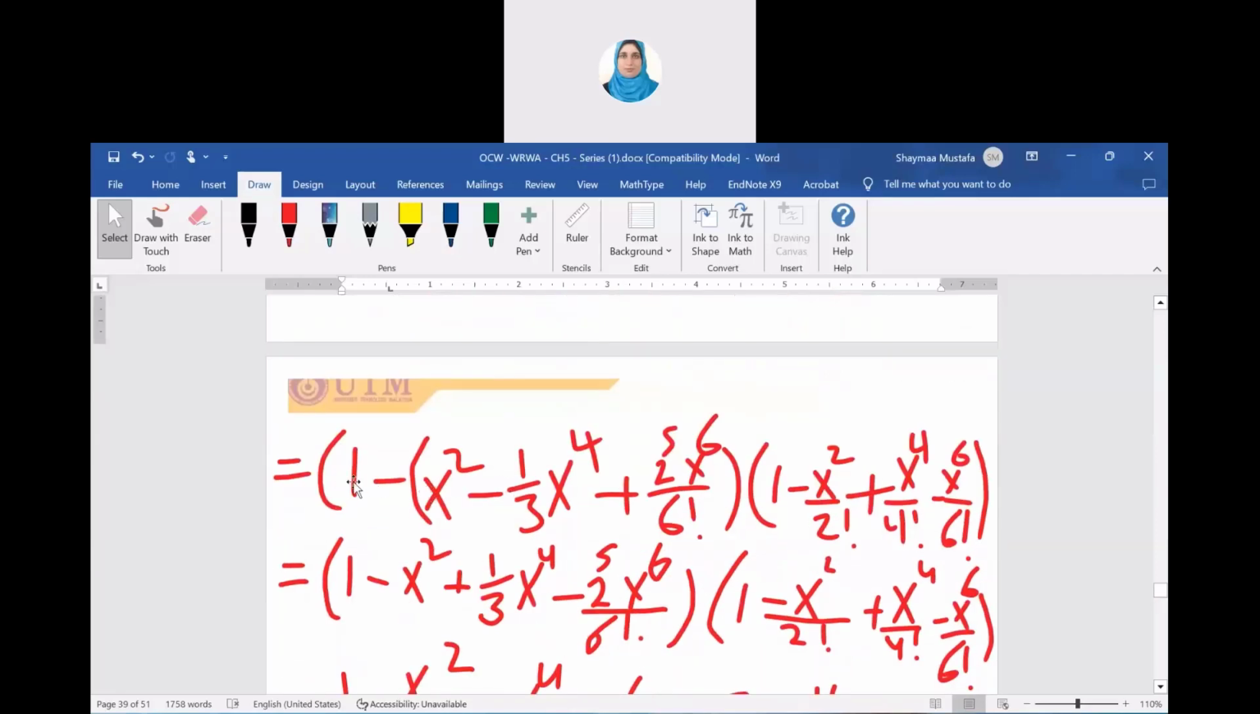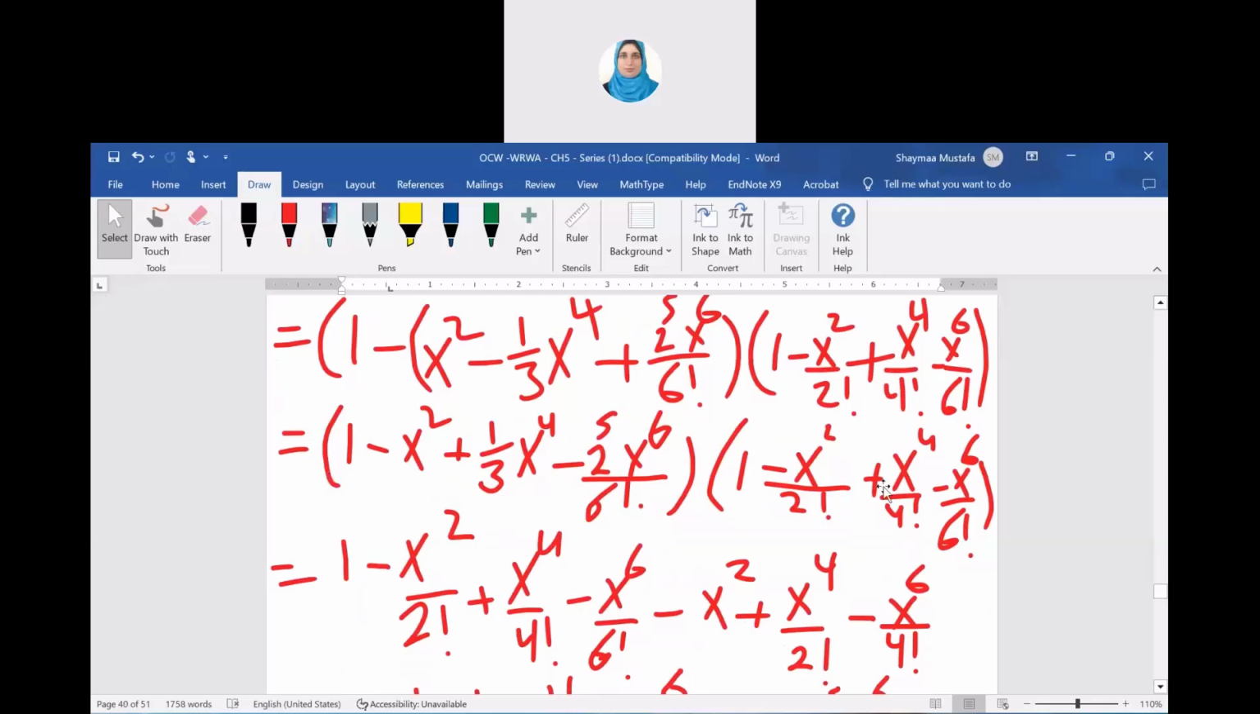So 1 minus sine square is 1 minus x squared plus 1 over 3 x to the power 4 minus 2 over 45 x to the power 6. This is 1 minus sine square, multiplied by the Maclaurin series of cos x. So you need to multiply all the terms.